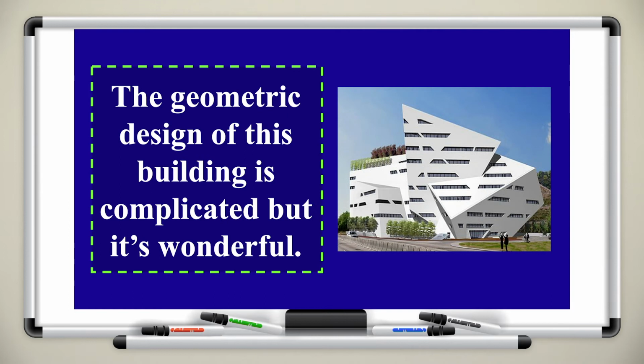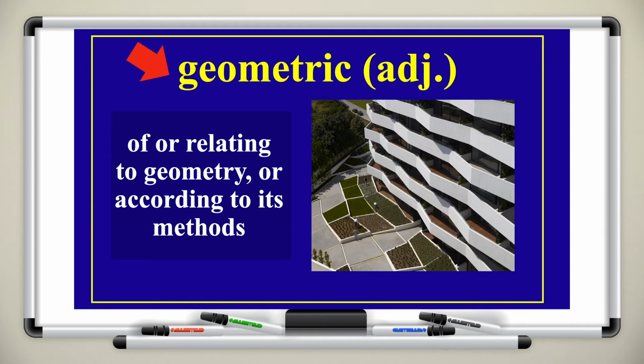If we look at this image, we can tell that the geometric design of this building is complicated, but it's also wonderful. What do you think the word geometric means here? If we look at the shapes involved in the buildings, we can see there are triangles and there are also cubes. So I think we have an idea of the word geometric. It's an adjective and it means of or relating to geometry or according to its methods.